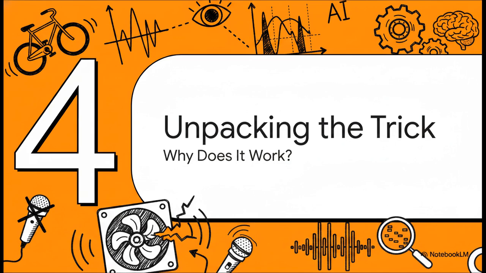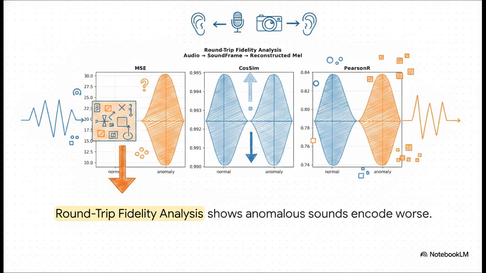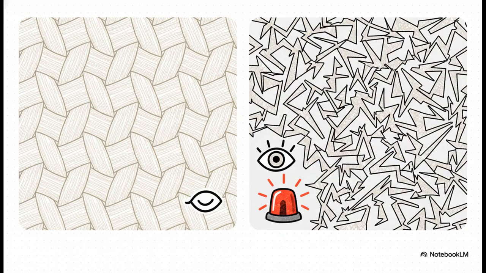So the why. Let's unpack the trick. Why does an object recognition AI master audio so flawlessly? How does a model trained on bicycles know what a broken industrial fan looks like? To answer this, researchers measured something called round-trip fidelity. They essentially asked, if we turn the audio into an image and then reverse the math to turn it back into audio, how much data gets lost? And they found that the errors for anomalous sounds are significantly higher than for normal sound. What they discovered is that broken machine sounds are just mathematically harder to encode.